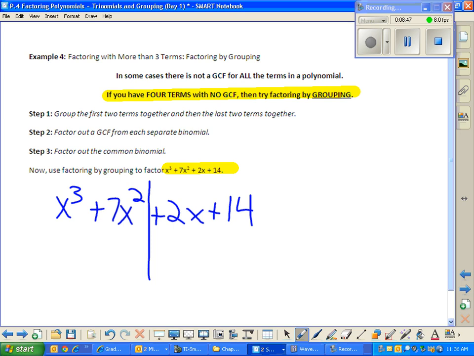Now what I'm going to go ahead and do is take a GCF out of the front binomial. So do you see how I have x cubed plus 7x squared? There's a GCF hiding in there. Do you see it? Good, John? Yeah, x squared is hiding in there. What's left over, John?